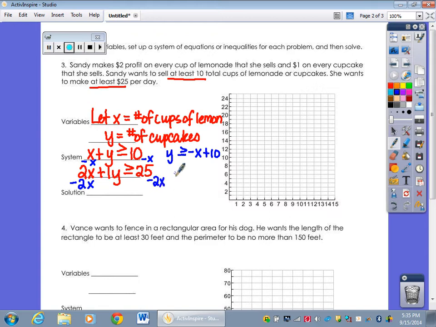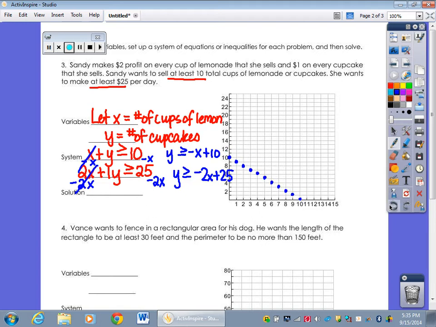And so y is going to be greater than or equal to negative 2x plus 25. Okay? So now when I graph these two, let's graph the first one. We're going to start at positive 10. We're going to move down 1 and to the right 1. So this is going to be our slope. It's a solid line.